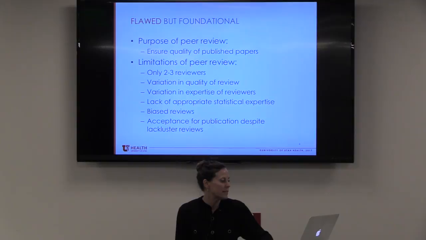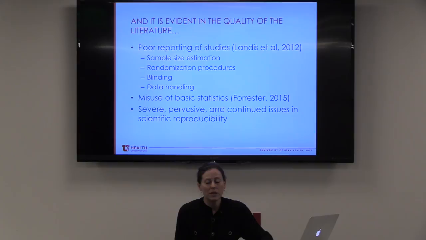And we know this. We know there's a wealth of evidence that studies are poorly reported. There are problems in the reporting of statistics. There are particular problems with reporting of sample size estimation, randomization, and blinding is a particular problem. There are some studies that showed that blinding is only described in something like 14% of randomized controlled trial reports. Data handling, misuse of basic statistics, and of course we have acknowledged in this series the severe, pervasive, and continued issues in scientific reproducibility.